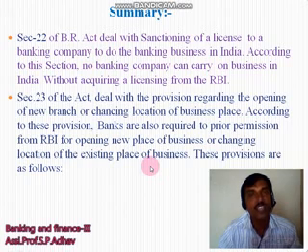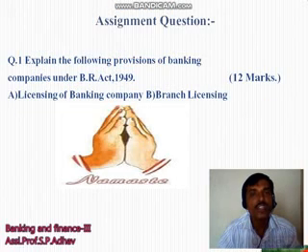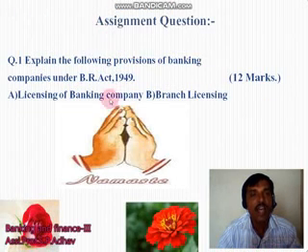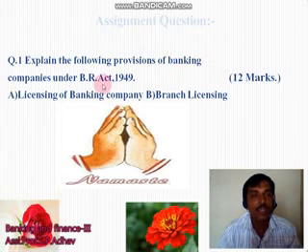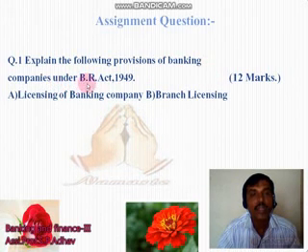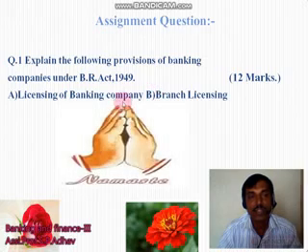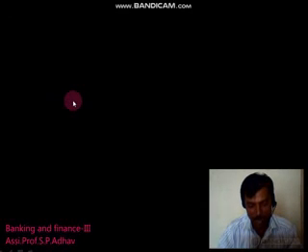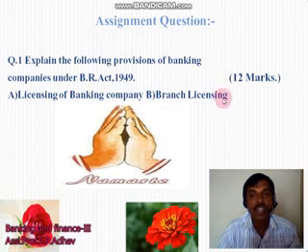But occasionally, for a large-scale exhibition, a one-month extension counter or extension of branch does not need permission from the RBI. Here is a sample assignment question: explain the following provisions of the banking company under the B.R. Act 1949. Licensing of a banking company and branch licensing is a question that will be asked for 12 marks in the terminal examination as well as your final examination.